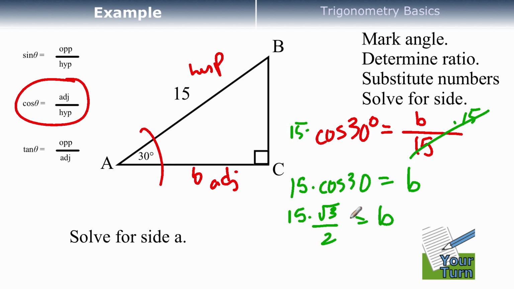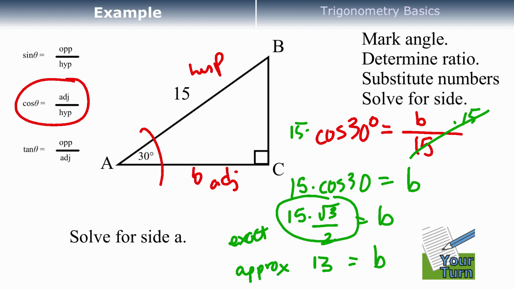And so the B, I don't know if you'd use that or not, but this would be known as an exact value. So 15 root 3 over 2. If I did this on my calculator, just 15 times the cos of 30, go, it comes out to 12.99, call it 13. So B comes out to 13. This would be an approximate answer. So this one here would be the exact answer. This would be an approximate answer.